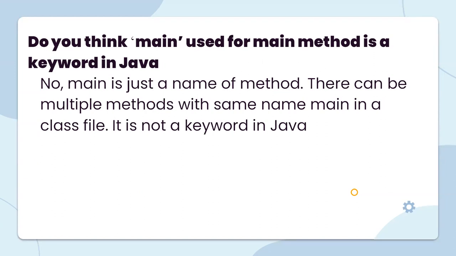Next question. Pause the video on it. Do you think the main method name is a keyword in Java? No, this is not a keyword in Java. Main is just the name of a method. There can be multiple methods with the same name in a class file.